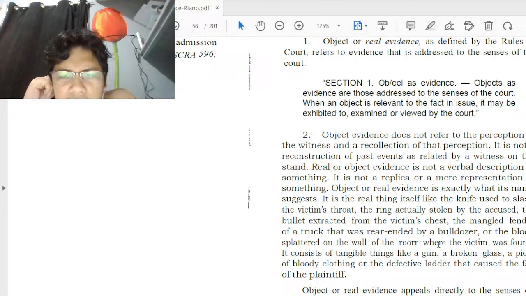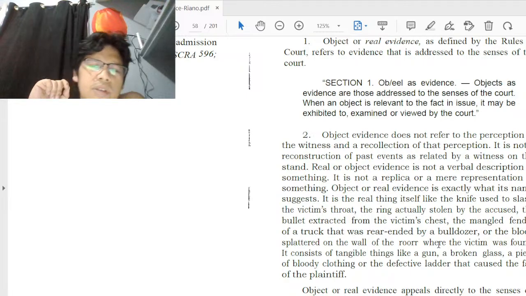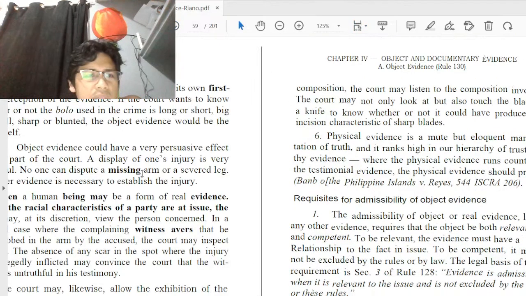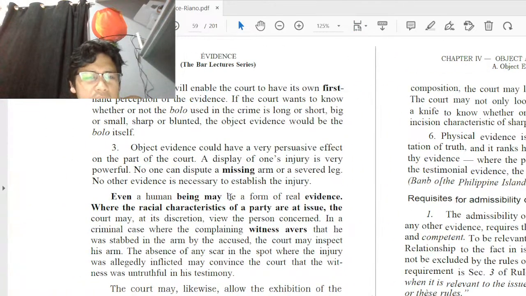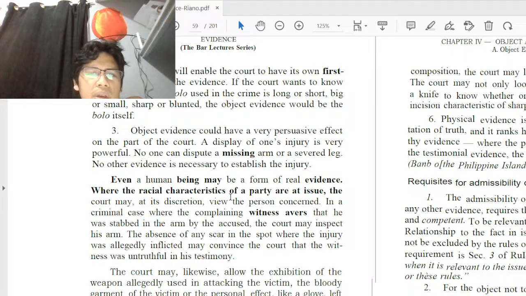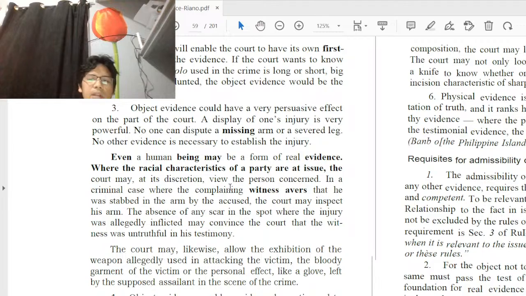It is the real thing itself, like the knife used to slash the victim's throat, the ring actually stolen by the accused, the bullet extracted from the chest, and so on. It is tangible things like a gun, a broken glass, a piece of bloody clothing. You direct it to the senses of the court, instead of relying on the recollection of the witnesses. Object evidence will enable the court to have its own first-hand perception of the evidence. The court wants to know whether the bolo is long or short, big or small. The object evidence will be the bolo itself. Of course, it would have a persuasive effect. Let's just have a little break on this.